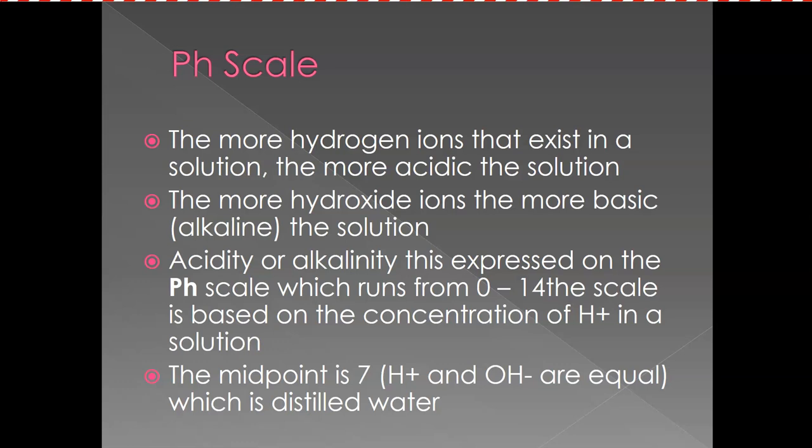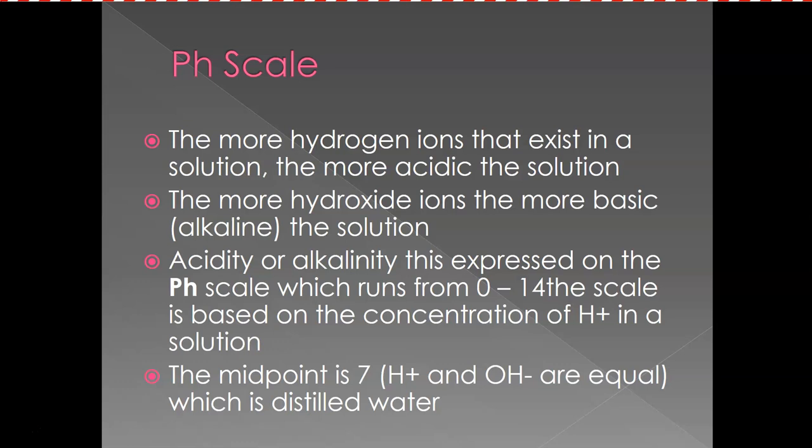When we try to measure how acidic something is or is not, we base it against a scale. And as I said earlier, the more hydrogen ions that exist in a solution, the more acidic that solution becomes. And the more hydroxide ions in the solution, the more alkaline or basic it becomes. The acidity or alkalinity in a solution is expressed on the pH scale. And what pH stands for is percentage of hydrogen.